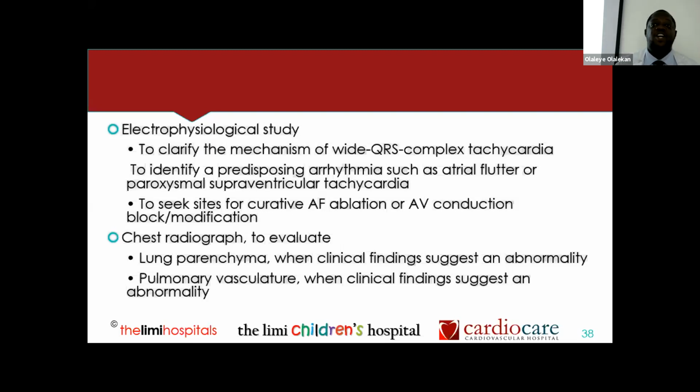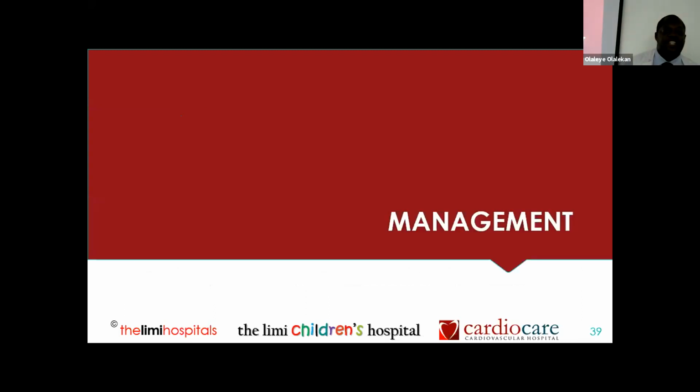Then other advanced investigations include electrophysiological studies, where you can identify the sites where this abnormal impulse generation is coming from, and in the process you can also ablate. So it is both diagnostic and therapeutic. And chest X-ray, to rule out chest infection and other conditions in the chest. So now going through the management.